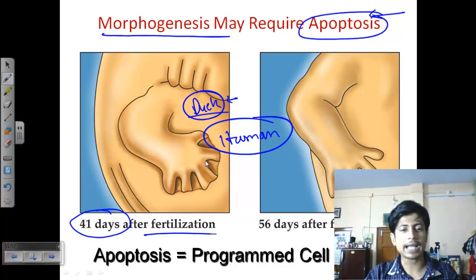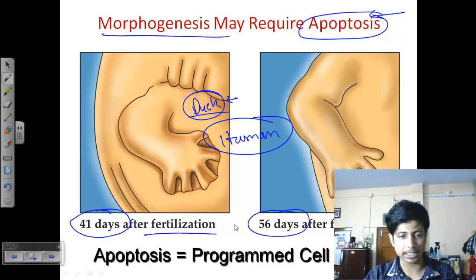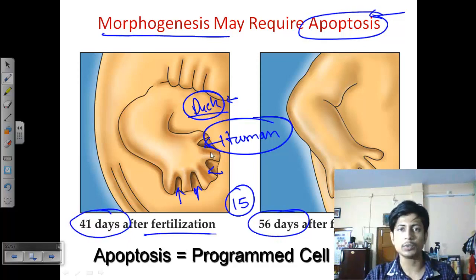But in case of the duck, that structure remains as it is, and slowly starts to grow into the adult duck. But in case of humans, after 56 days, in between that 15-day duration, all those joint regions of the membrane slowly start to undergo apoptosis or programmed cell death. So those cells start to die, leaving only this small region of cells which we call fingers.